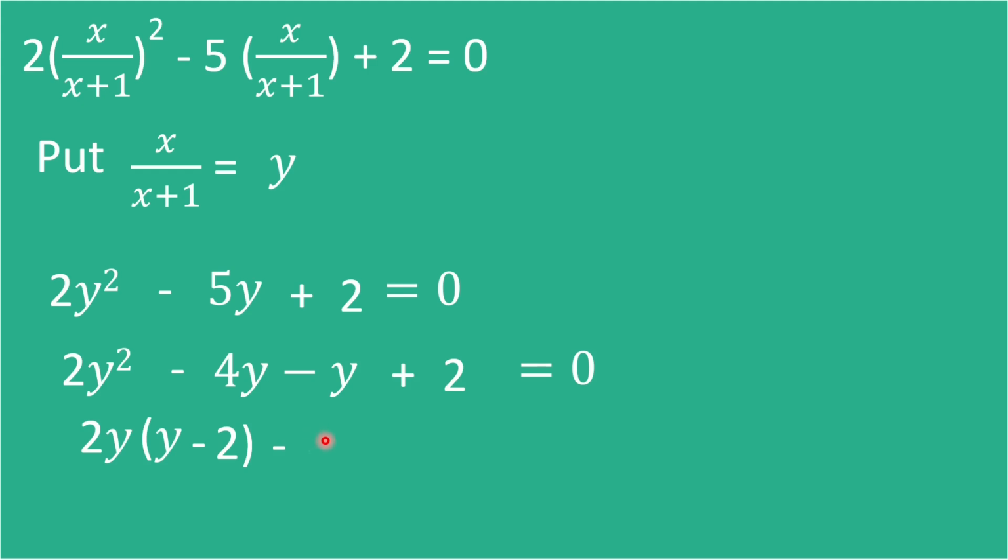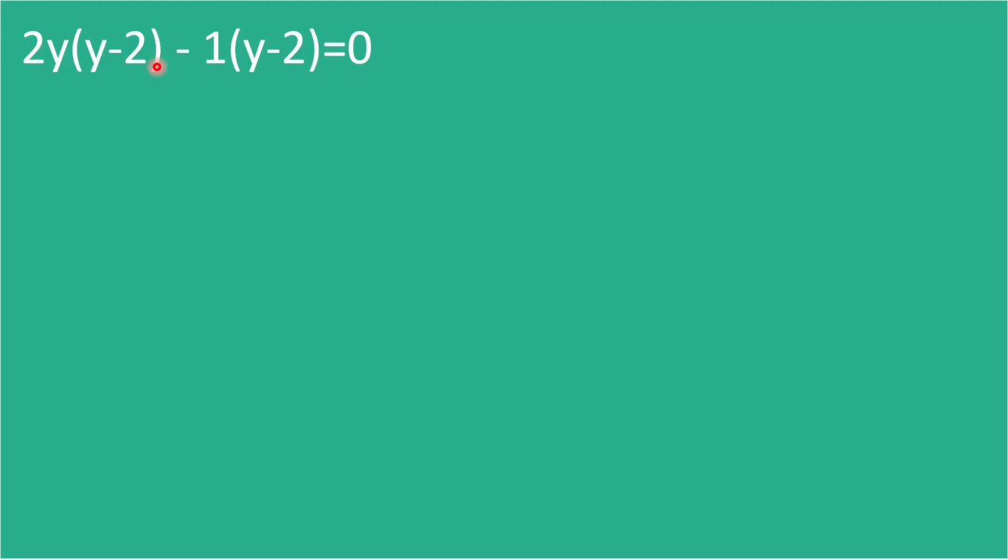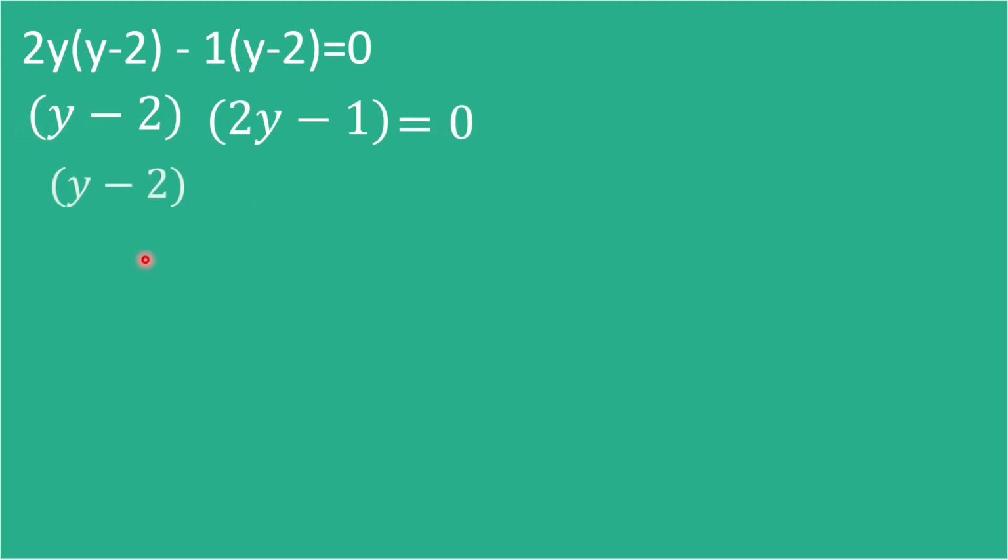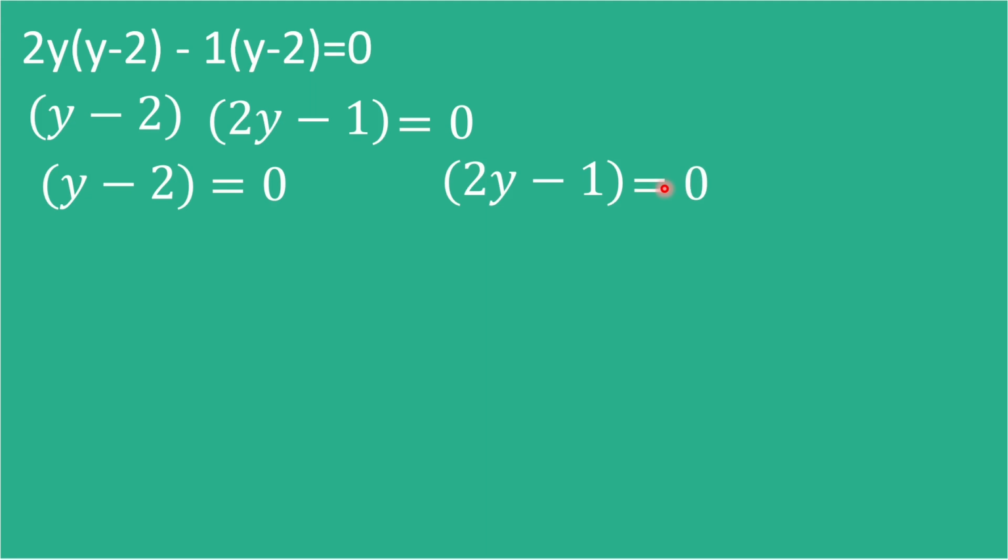So we have a common factor 1 over here. Then we will have y, and because of this minus, this will become minus 2, which is equal to 0. And now in these two terms, we have y minus 2 as a common factor. So from here, we will take y minus 2 as a common factor. Then here we have 2y, and here minus 1, and the equation is equal to 0. And now we will compare both values with 0. So it means that y minus 2 equals 0, and 2y minus 1 equals 0.